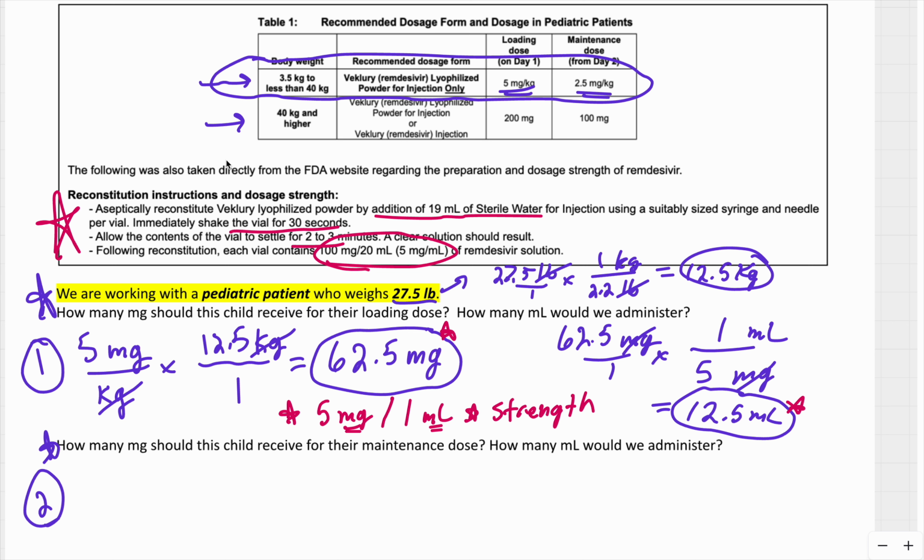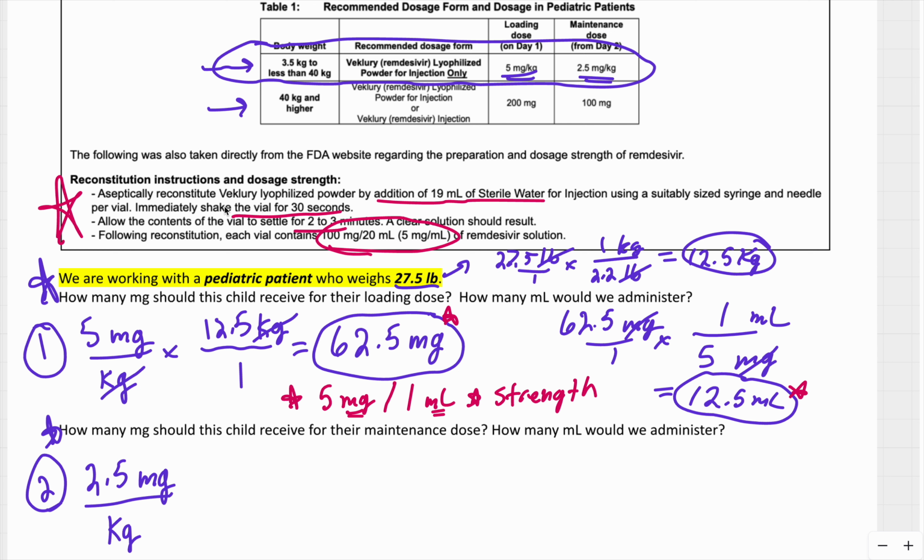I'm going to go ahead and start with my weight-based uncustomized version. I know they need 2.5 milligrams for every kilogram. So I need to customize that for this individual. I need to multiply by their weight. So when I multiply by their weight, I'm going to have 2.5 times 12.5.